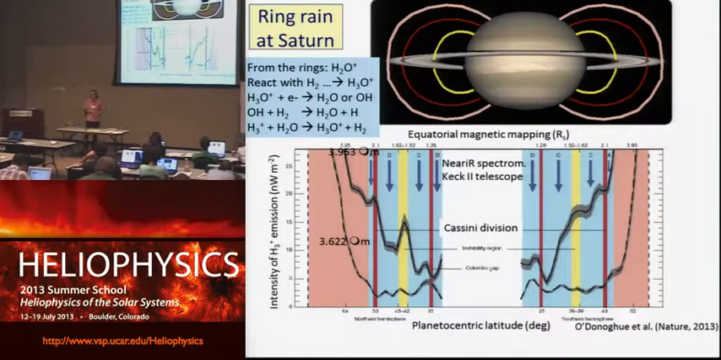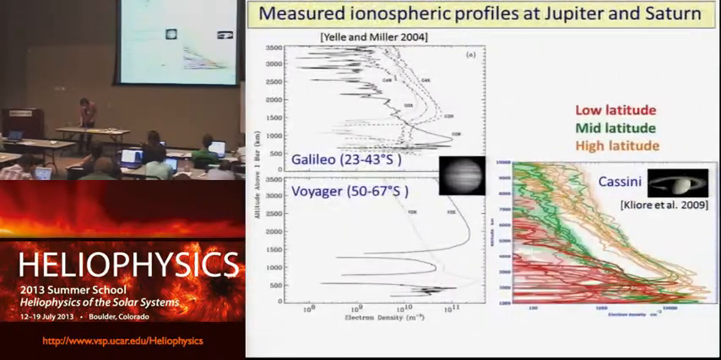H+ and H3+ will be converted into H3O+, which is a shorter-lived ion. But in the Cassini division, where the rings are less dense in water, there is a gap, then there will be less water ion flow, and that means that the decrease will be less, and you will have a peak in the electron density.